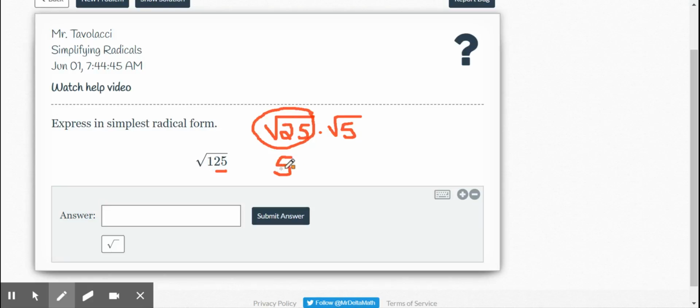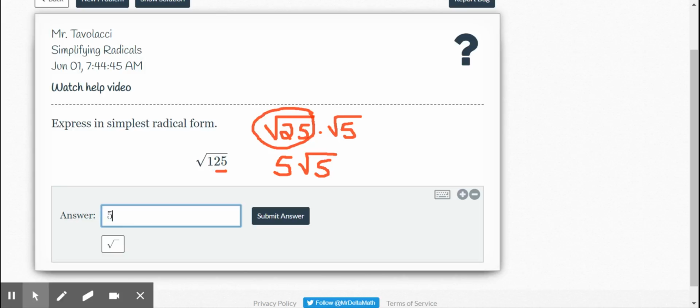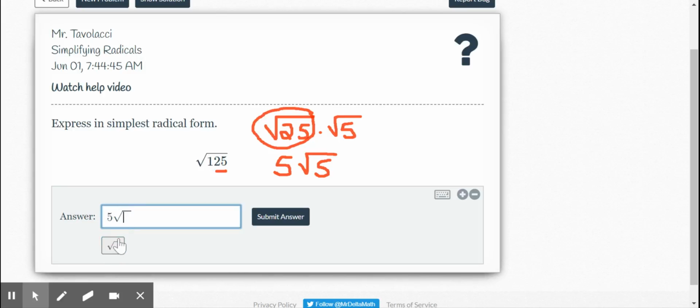And that's now out of the radical and sitting out front as the coefficient. But the square root of 5 we can't take, and it stays underneath the radical. The only perfect square we can possibly take out would have been 4, but 5 is not evenly divisible by 4. So it's going to stay inside the radical, and we're in simplest radical form.